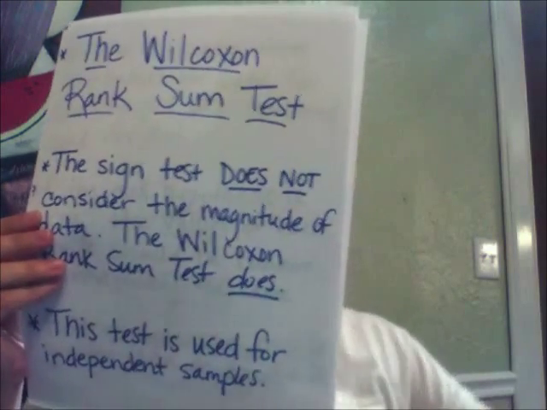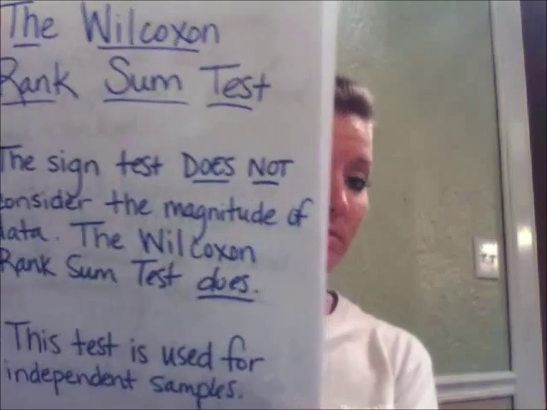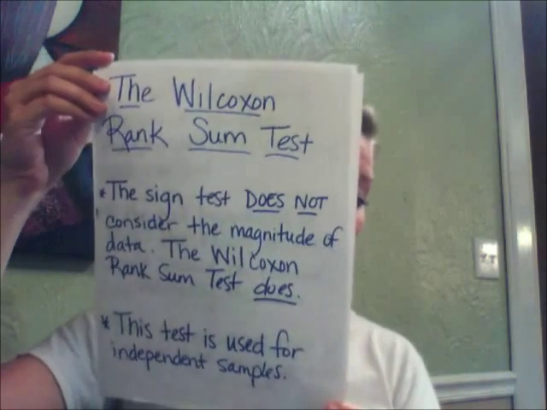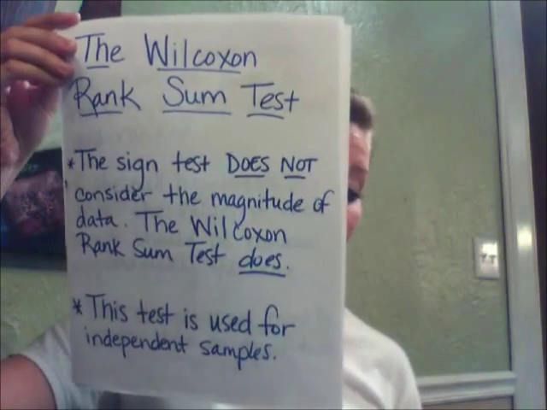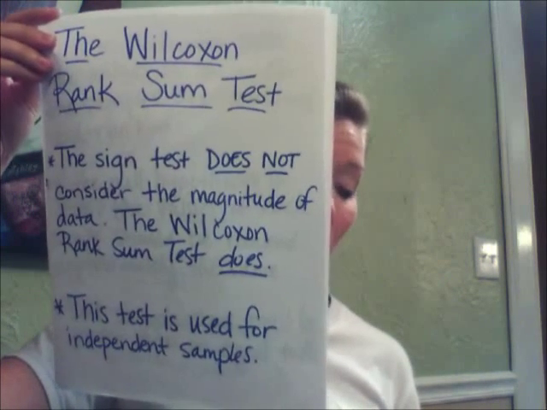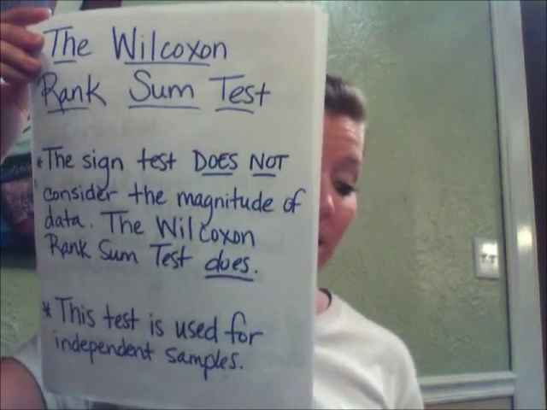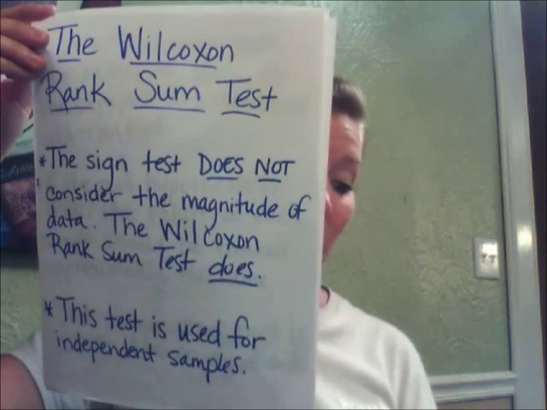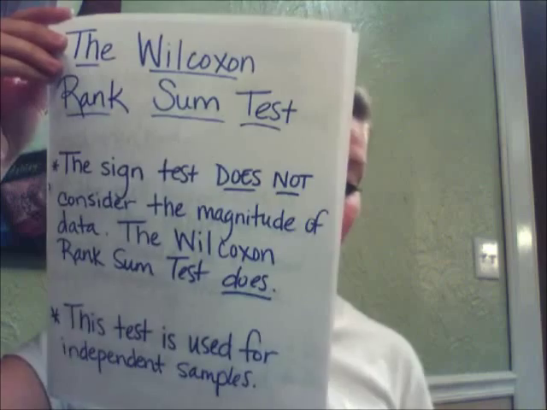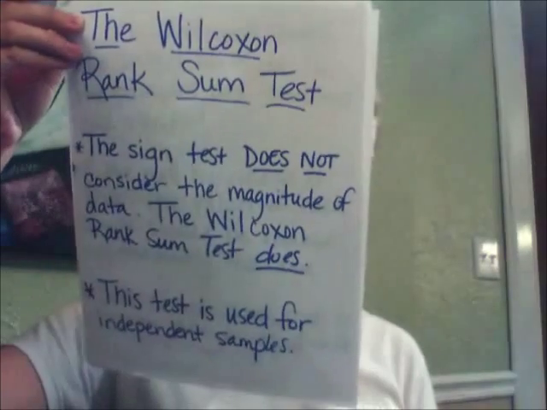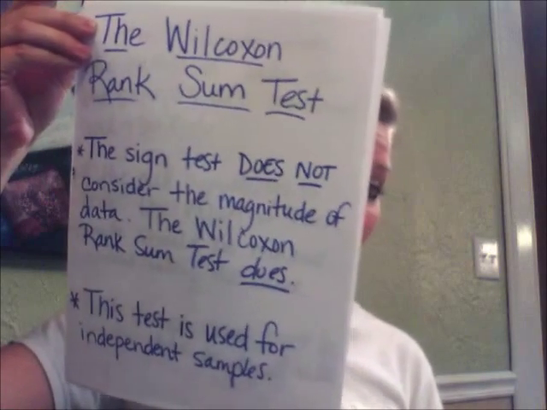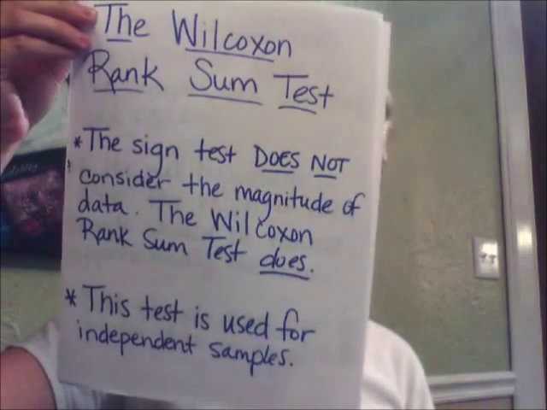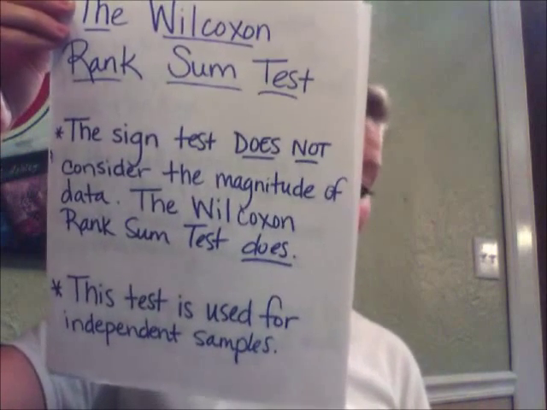talking about the Wilcoxon rank sum test. The sign test that we just covered does not consider the magnitude of data. For instance, whether your value is 3 or 300 points below the median, it will still receive a negative sign. The Wilcoxon rank sum test is used for independent samples, and the test does consider the magnitude of data, whereas the sign test does not.